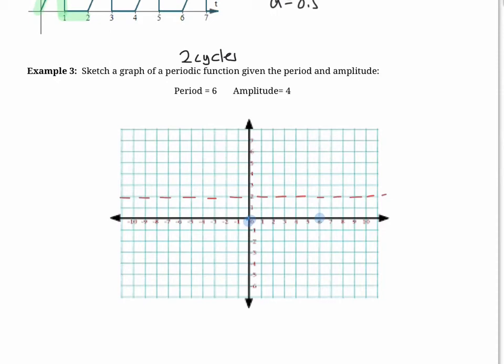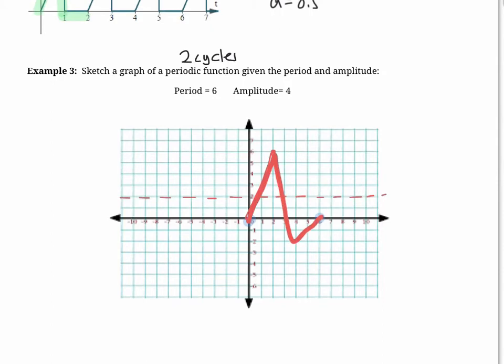If the amplitude is 4, that means the highest point of the graph has to be 6, because the distance from the middle to the top has to be 4, and the lowest point has to be -2. So just triple checking before I connect all of these. The amplitude from the middle to the top has to be 4, it is, and from the middle to the bottom has to be 4, and now all I have to do is connect these. So if I decide to make these points here, here is my shape that I'm going to repeat over and over and over again.